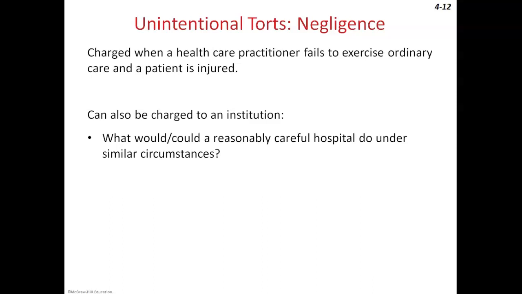Negligence is charged when a healthcare practitioner fails to exercise ordinary care and a patient is injured. Simple phrases like, "I didn't intend to do it," or "I should have known better," best describe a negligent act. Negligence can also be charged to an institution. The question to ask would be, what would or could a reasonably careful hospital do under similar circumstances? If it would be a different answer, then negligence could exist.